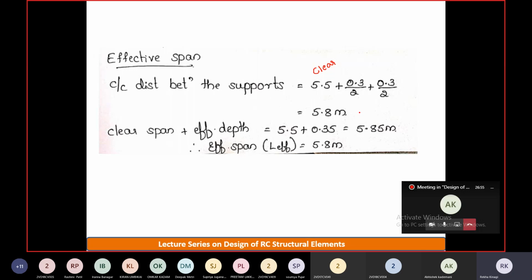Now there are two values for effective span, 5.8 meter and 5.85 meter. Out of these two, whichever gives the minimum value has to be considered as the effective span. Always the minimum among the two values, that is center to center distance between the supports and the clear span plus effective depth. Those two values have to be compared and the minimum value among those two is to be considered for the calculation of effective span.